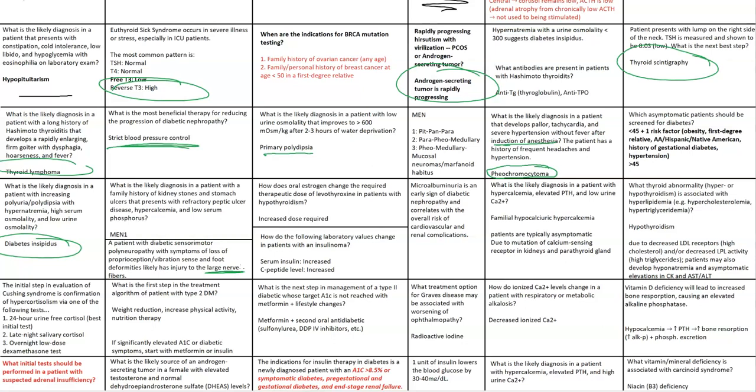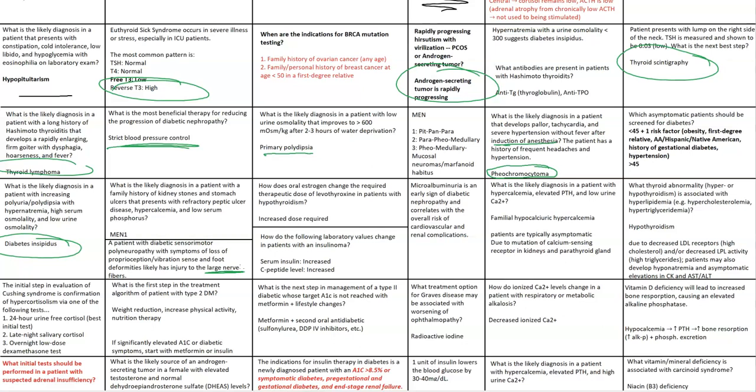How do patients present with insulinoma? What are their laboratory values? Serum insulin is going to be increased, as well as C-peptide level. And that's to differentiate between insulinoma and exogenous insulin use.